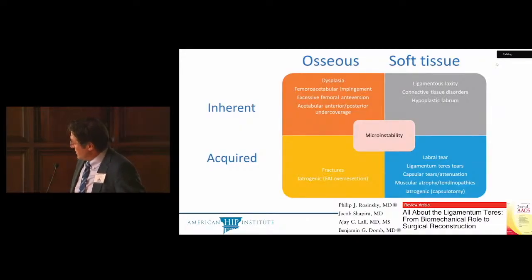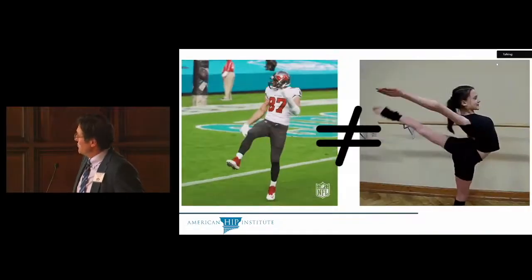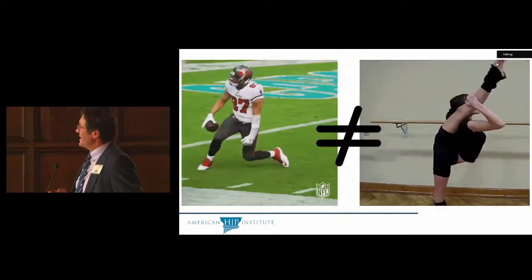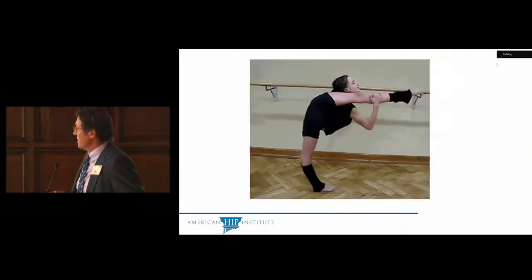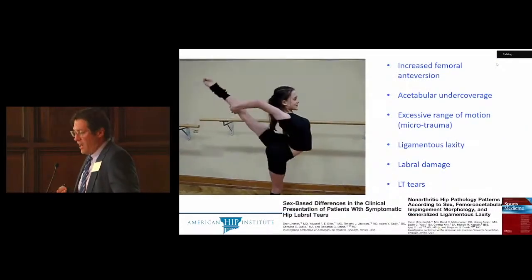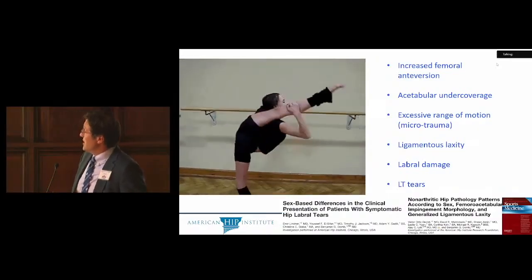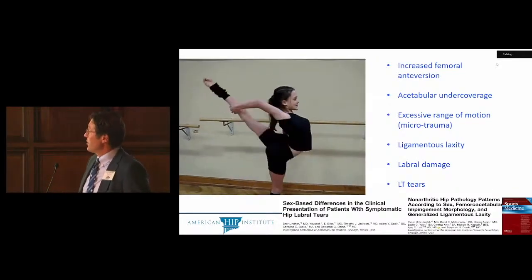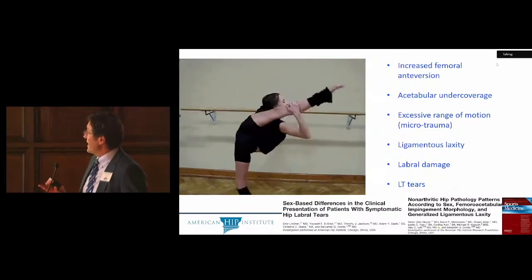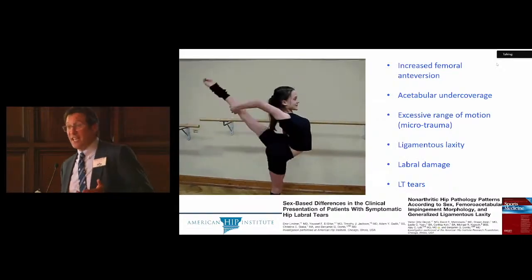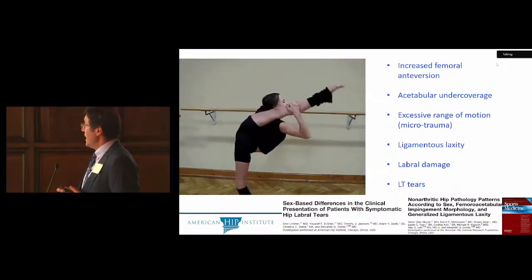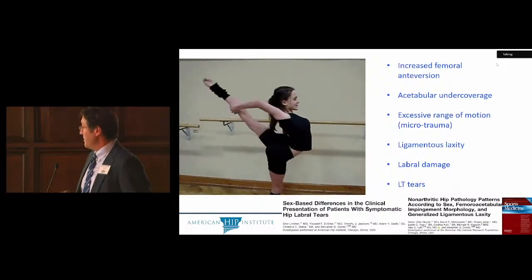This matrix that we made was, interestingly, from an article in JOS about the ligamentum teres. But obviously the ligamentum teres is one of many stabilizers of the hip joint. Again, really different kinds of athletes here, and it's important to understand this kind of athlete for what they are. Some of the things that can contribute to their instability may include increased femoral anteversion, acetabular undercoverage, excessive range of motion from the activities that they do, so supraphysiologic activities, ligamentous laxity, labral damage, and ligamentum teres.